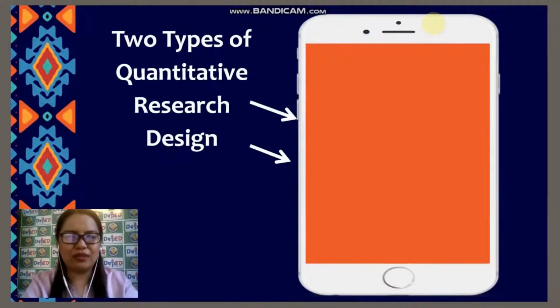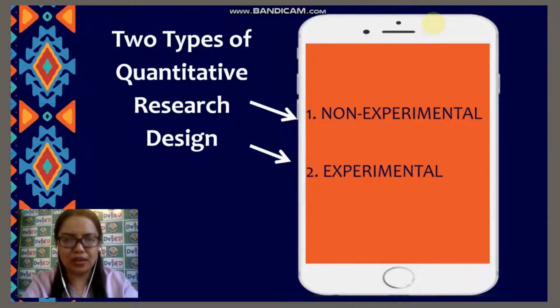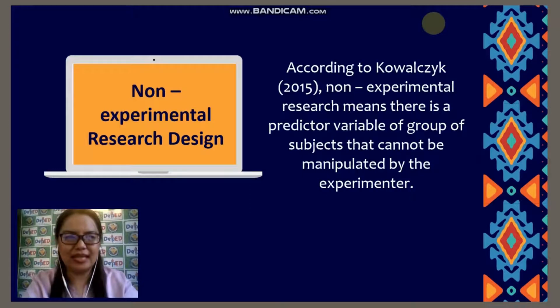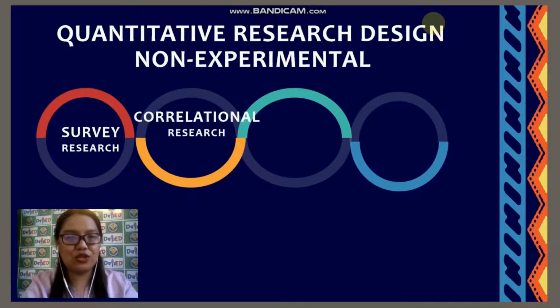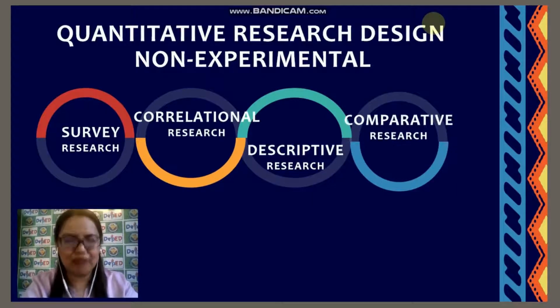There are two types of quantitative research design. One is non-experimental, and the other one is experimental. The focus of today's video lesson is non-experimental research design. According to Kolzik on 2015, non-experimental research means that there is a predictor variable of group of subjects that cannot be manipulated by the experimenter. It could either be survey research, correlational research, descriptive research, and comparative research.